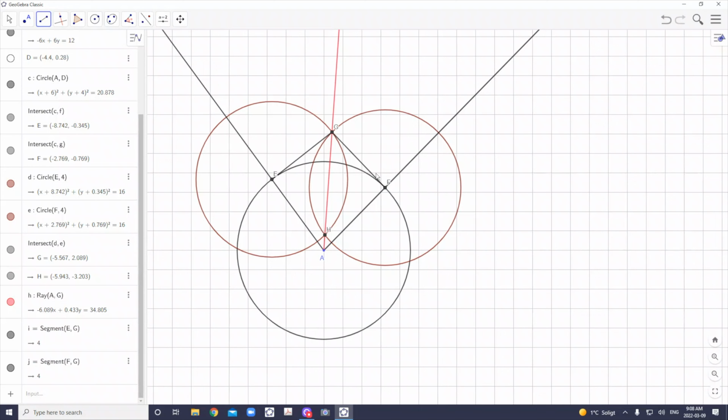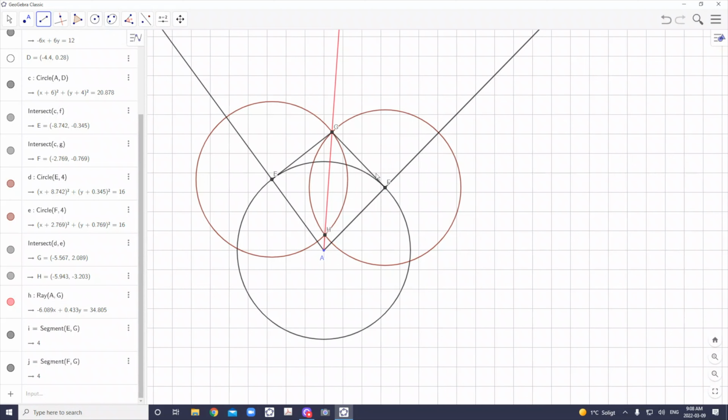And if they are congruent, it means that the angle here and the angle here are actually equal. So the angle EAG and the angle FAG are also equal. Is that clear? So I want you to remember this in your head.